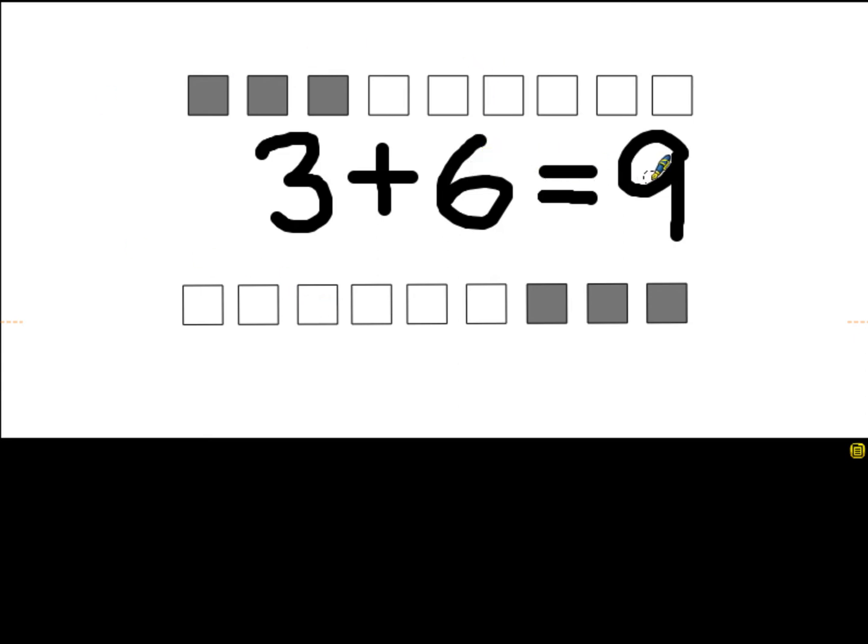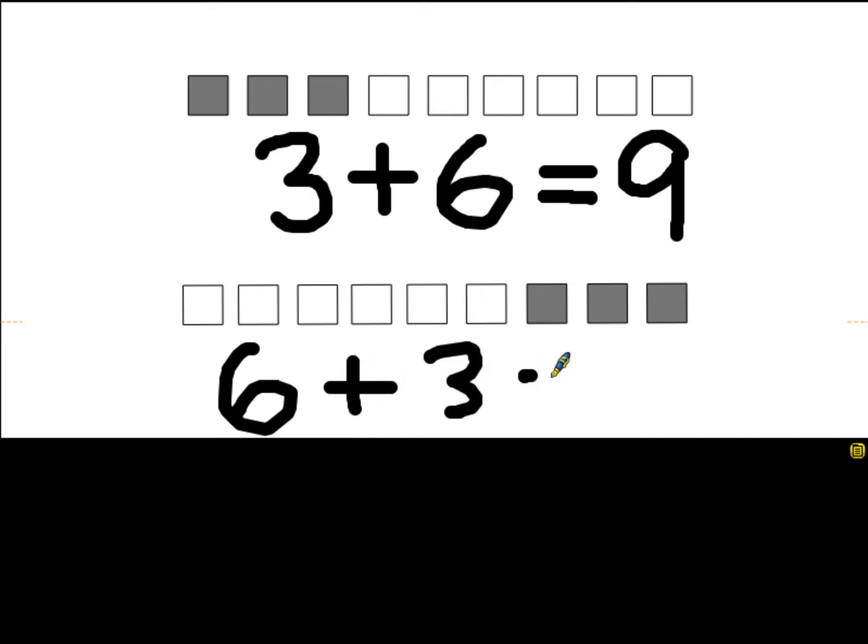I still have 9. The only thing that's different is now I'm starting with the 6 white ones and the 3 gray ones, but I still have 9 altogether. See? When we're doing adding, the biggest number goes at the end. And all I've done here, can you see the pattern, is switch the 3 over there and the 6 over there.